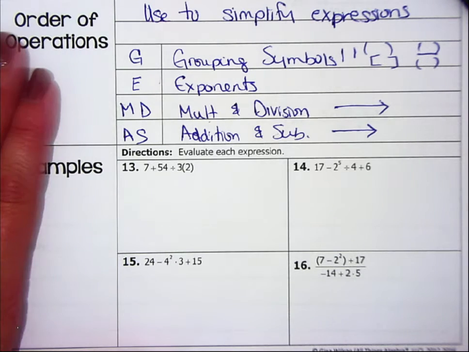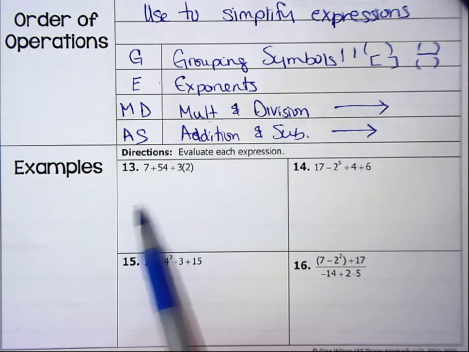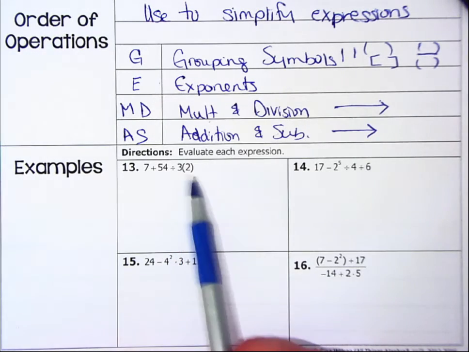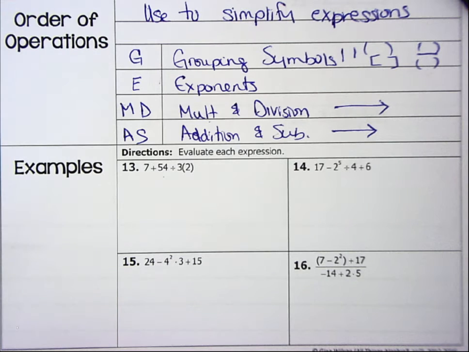So down at the bottom, we have a couple of expressions that we're going to evaluate. So we have 7 plus 54 divided by 3 times 2. We do not have any grouping symbols. We do not have any exponents. So now we're going to go to multiplication and division, moving from left to right.